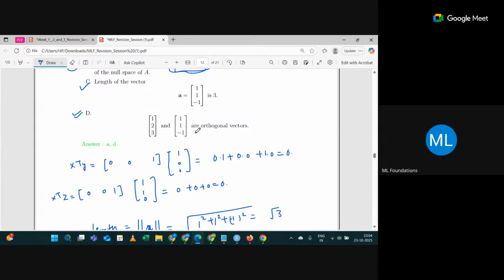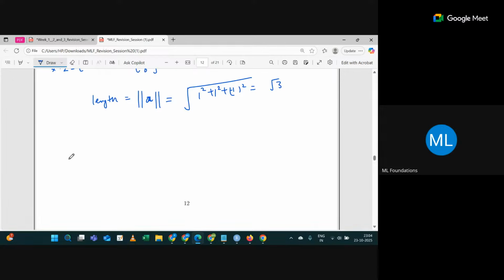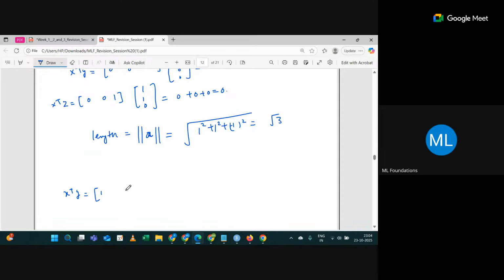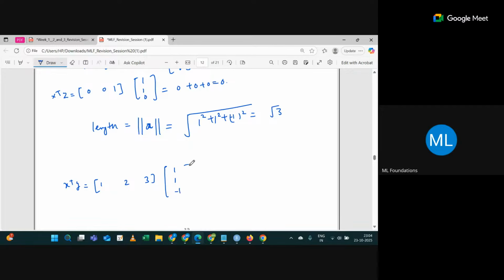And D says these are orthogonal vectors, so we have to check. Let's say this is x, this is y. So what is x transpose y? x transpose is 1, 2, 3, and y is 1, 1, minus 1. So it will be 1 into 1, plus 2 into 1, plus 3 into minus 1. So it will be 2 plus 1, which is 3, minus 3, which is 0. So it's correct. Orthogonality is correct. Clear to all of you? Yes, sir.